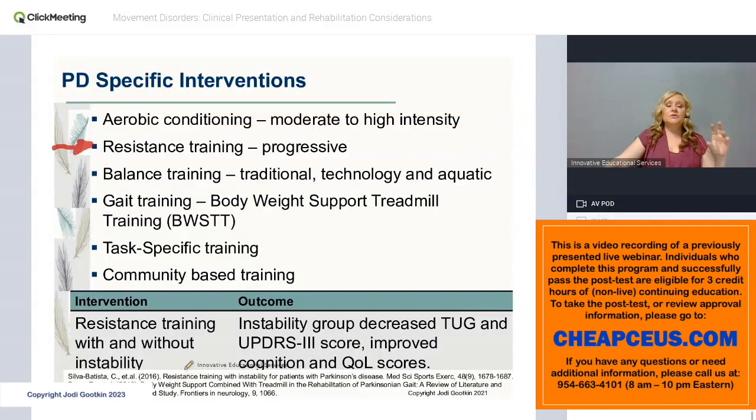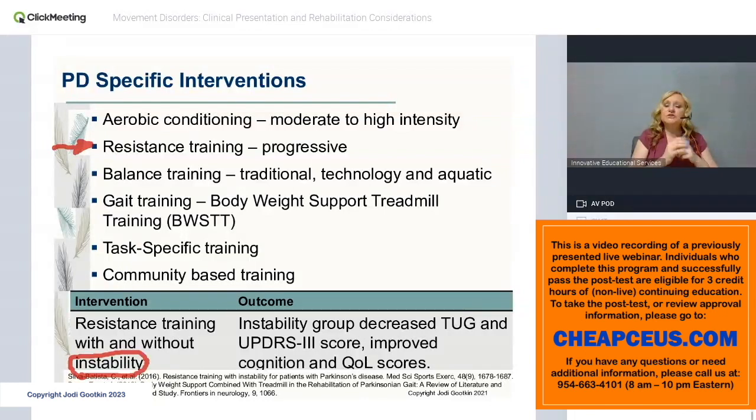using resistance training with instability. They had the individuals on a BOSU ball, or they had them on a Dynadesk while they're doing their upper extremity exercises, or while they're doing their squatting and their lunges. So they added that dynamic surface component, or on a physio ball as they're doing their upper extremity work.